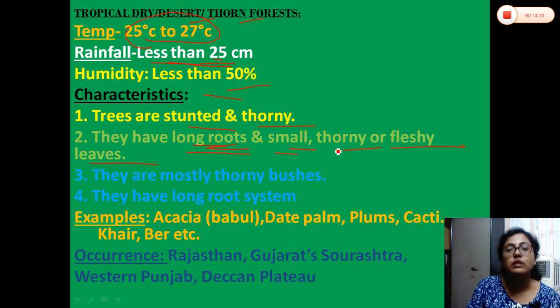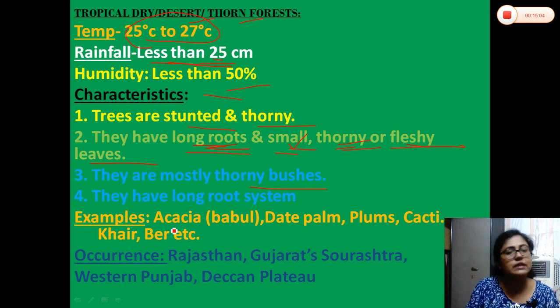Leaves are small, sometimes leaves are converted into thorns, sometimes they are fleshy in nature. These all are environmental adaptations. Why are leaves small? To reduce the amount of transpiration. Why are they thorny? Same reason. Why are the leaves fleshy? Fleshy leaves store water in them, so that water can be used during the dry period, and mostly they have thorny bushes, etc.